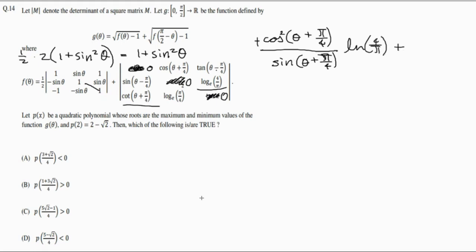Okay, so we multiply by that. Now what do we add? We do the same thing with tan, right? So now we can ignore this, and now we just focus on this. So this part is again going to be 0, so it's just this, plus tan of theta minus pi over 4 times this, so times this product. So sine of theta minus pi over 4 times tan of theta minus pi over 4 is sine squared of theta minus pi over 4 over cosine of the same, and then that is multiplied by natural log of pi over 4.